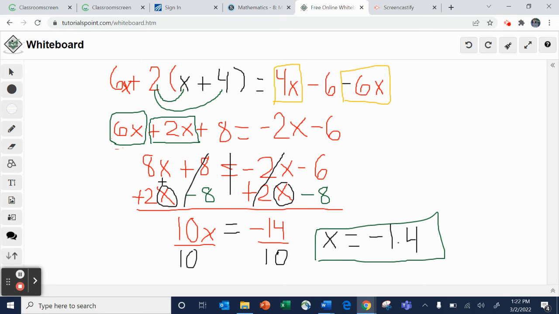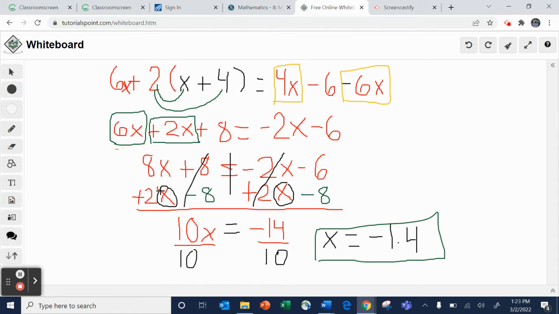So I did 8x plus 2x and negative 2x plus 2x. That cancels out because that's pretty much saying 2 minus 2 is 0. So that cancels out my variable on that side. However, I have 10x left. And same thing on this one with my constants.